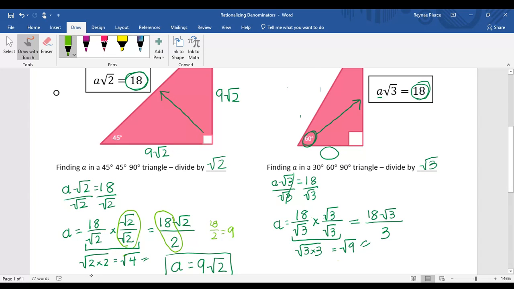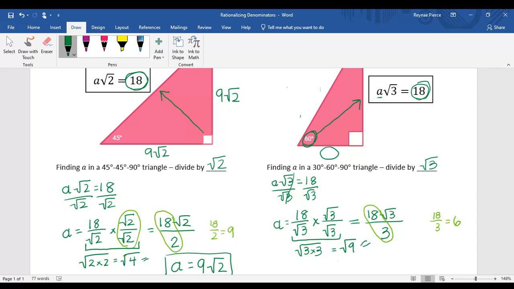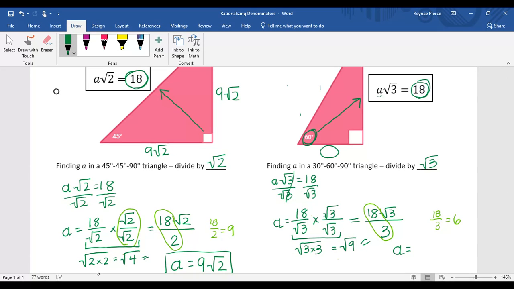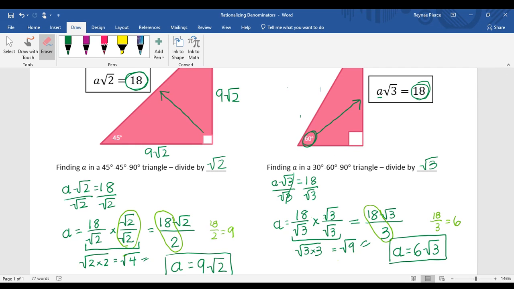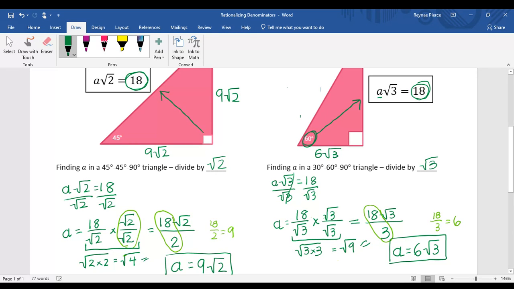Again, that last step: look at the number in front of the radical and what's in your denominator. 18 over 3, does that simplify? It sure does, to 6. And so the final answer for this would be 6 square roots of 3. Now for the 30, 60, 90, that only represents the short leg. In class tomorrow, we will talk about how to get the length of that hypotenuse.